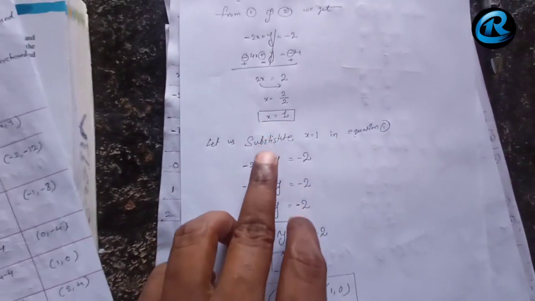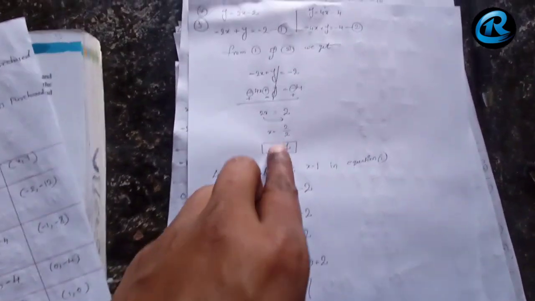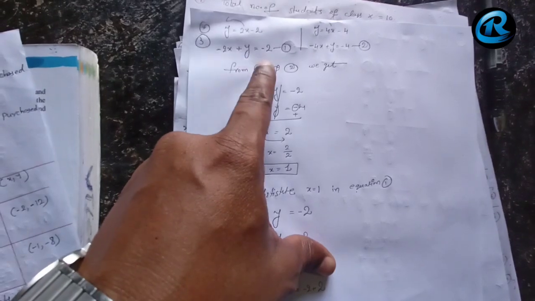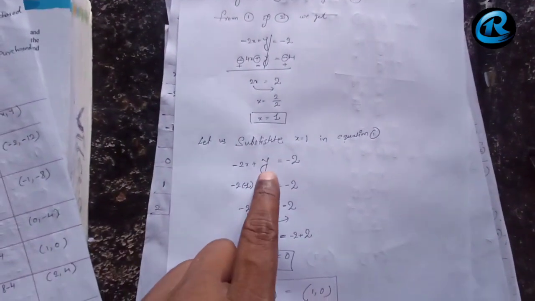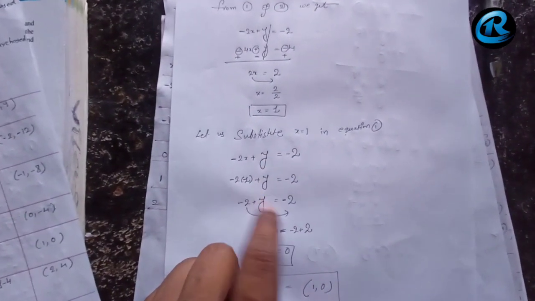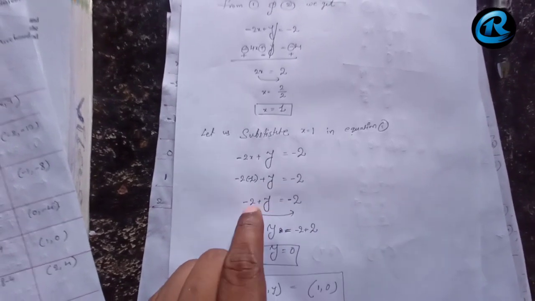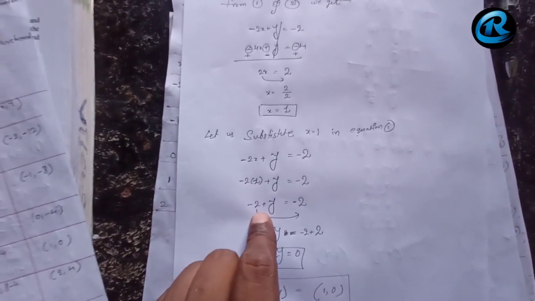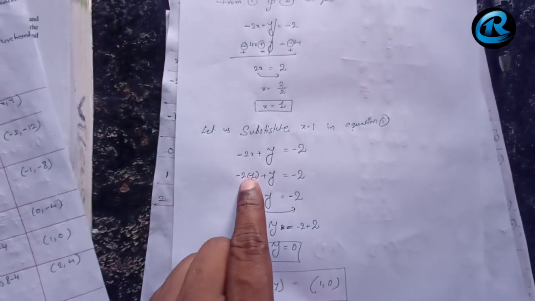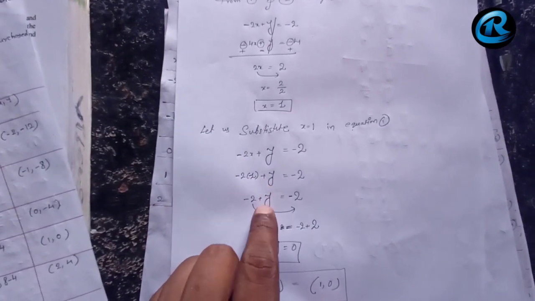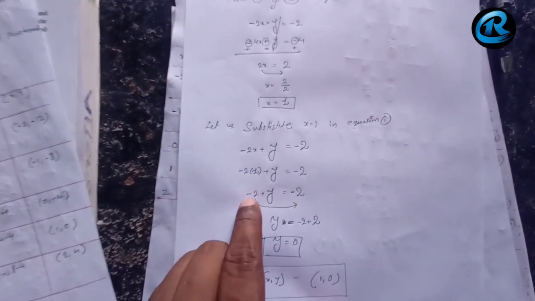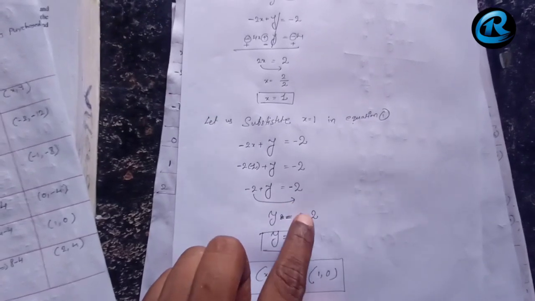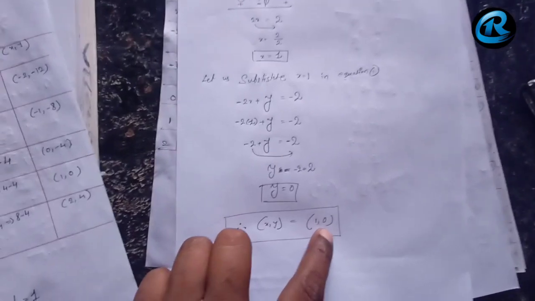This x value, if you substitute it in equation number 1, what is equation number 1? Minus 2x plus y equal to minus 2. In this, if you substitute the x value as 1, then you will get 2 into minus 2, that is minus 2, plus y equal to minus 2. This minus 2, you transfer this side, that becomes a plus 2. Minus 2 plus 2 becomes 0. See, x comma y value is 0, 1.